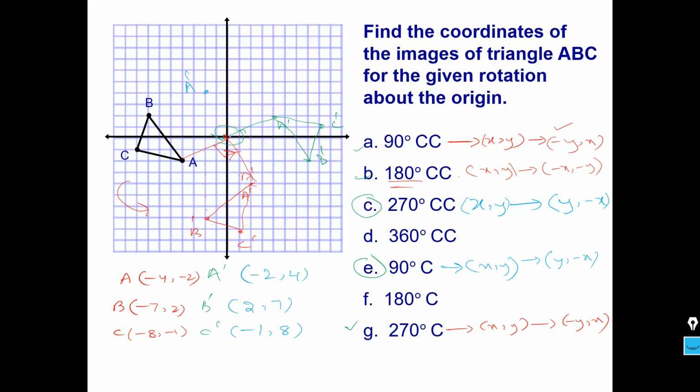From here to 1, 2 and 7, 1, 2, 3, 4, 5, 6 and 7. Now this one is B dash. Okay, and C dash is -1 and 8. So -1 and 8, 1, 2, 3, 4, 5, 6, 7 and 8.